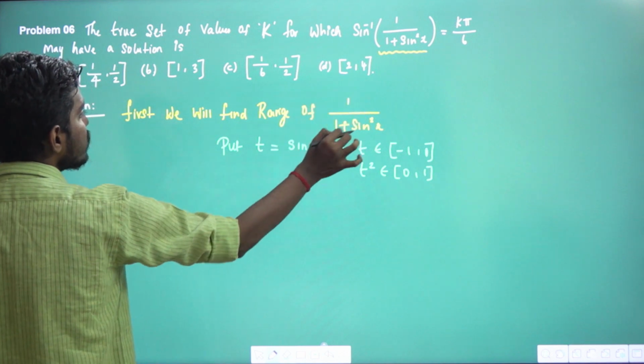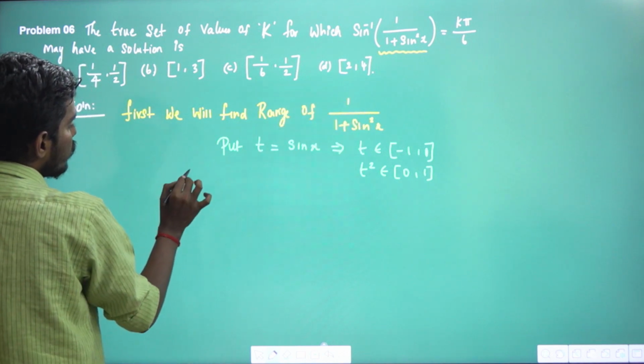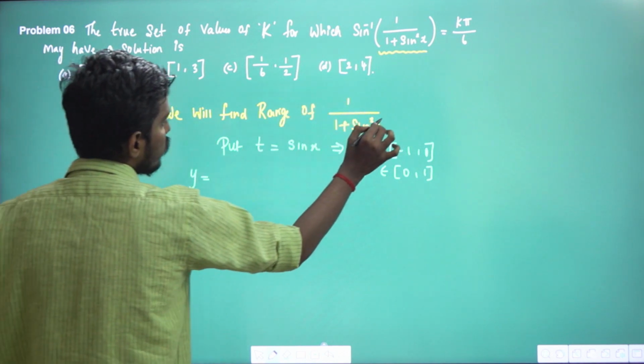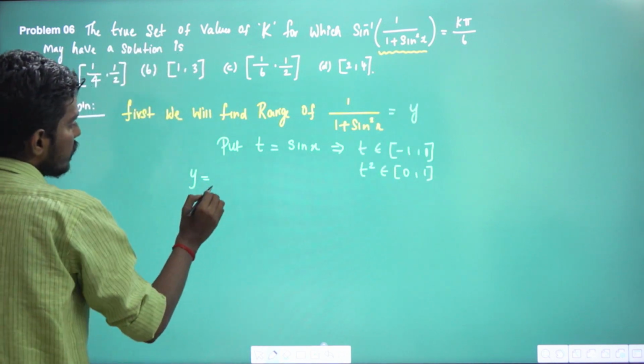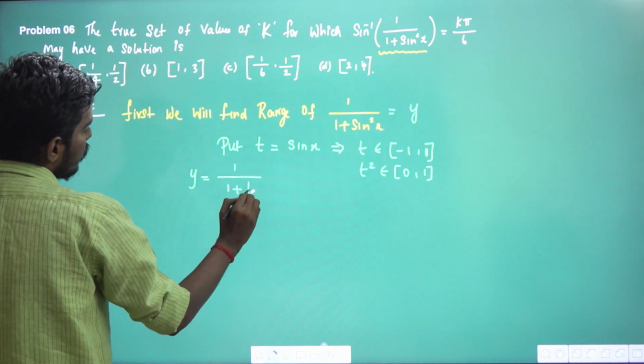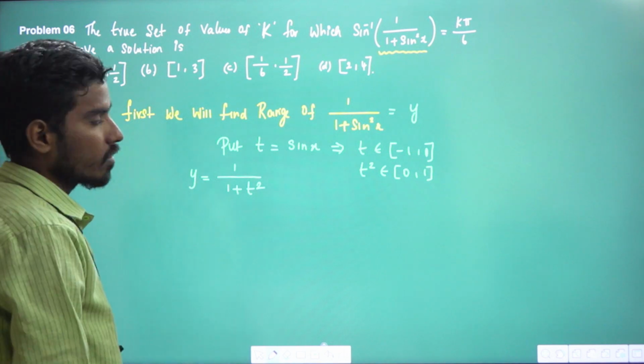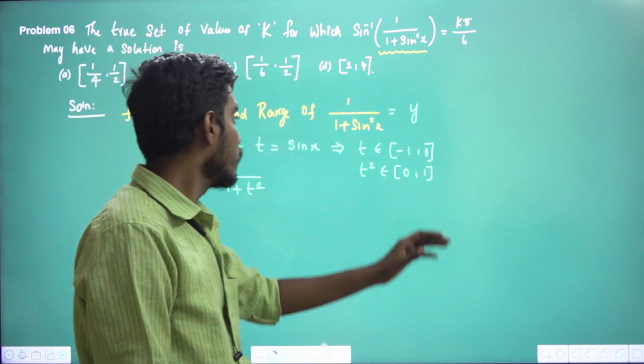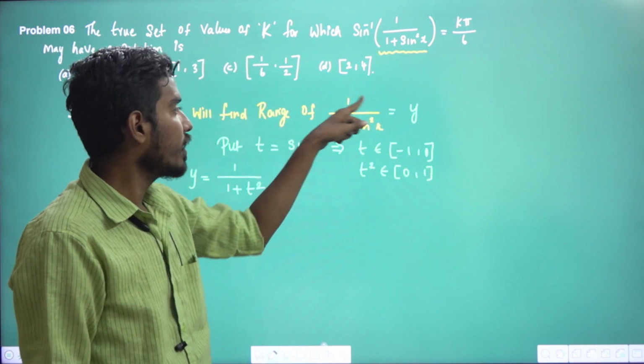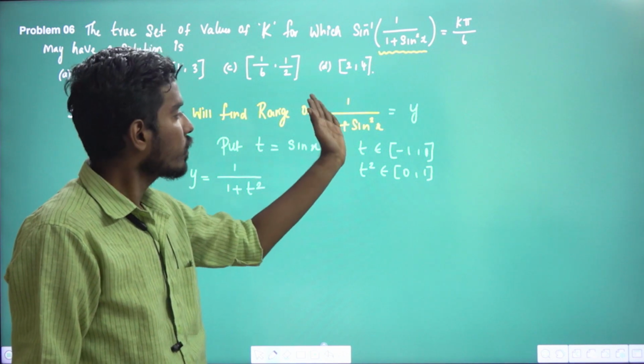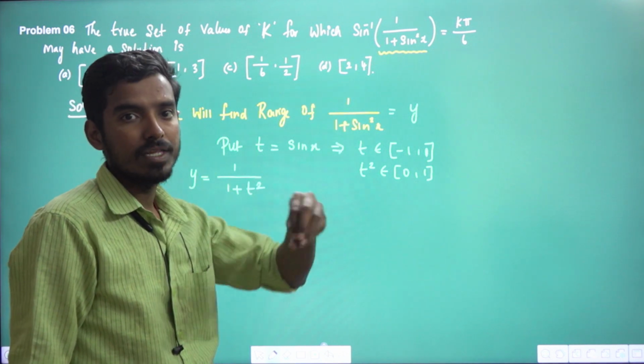So we need to find the range for this function. Let us put that equal to y. So y is equal to 1 divided by 1 plus t square. So how to find the range? Here y is given as a function of x. So you write x as a function of y. The domain of that is the range of f.